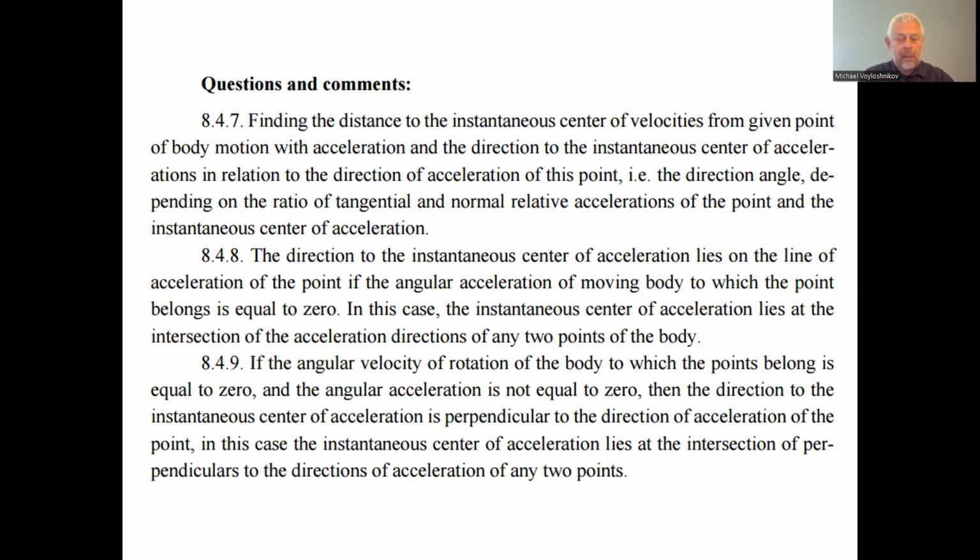H49: if the angular velocity of rotation of the body to which the points belong is equal to 0, then the normal component of the acceleration of any point of the body is equal to 0, and the angular acceleration is not equal to 0. Then any point besides the instantaneous center of the accelerations rotates with acceleration but with initial 0 angular velocity. In the next moment the angular velocity will not be 0 due to the angular acceleration. But in this case, the direction to the instantaneous center of acceleration is perpendicular to the direction of acceleration of the point, and the instantaneous center of acceleration lies at the intersection of perpendiculars to the directions of acceleration of any 2 points.